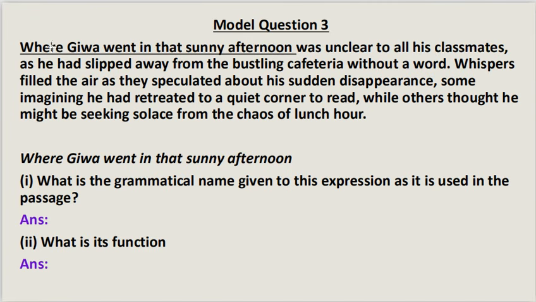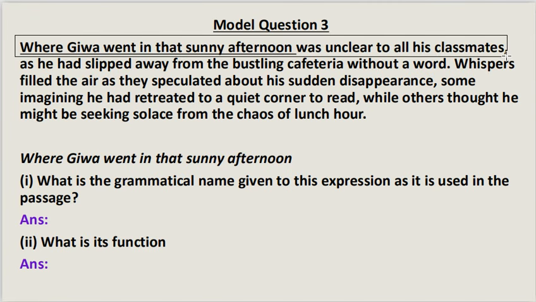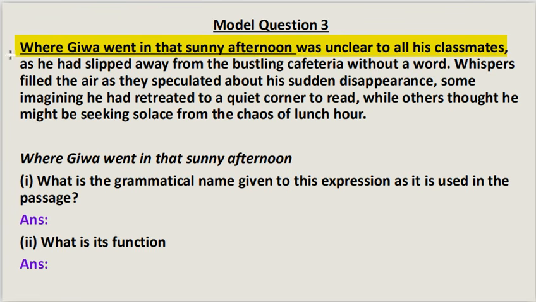Where Giwa went in that sunny afternoon was unclear to all his classmates, as he had slipped away from the bustling cafeteria without a word. Whispers filled the air as they speculated about his sudden disappearance, some imagining he had retreated to a quiet corner to read, while others thought he might be seeking solace from the chaos of lunch hour. Where Giwa went in that sunny afternoon is underlined. What is the grammatical name as it is used in the passage, and what is its function?